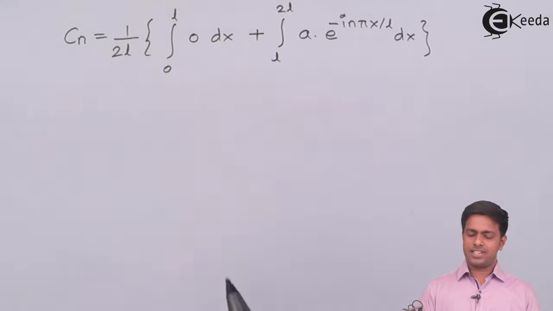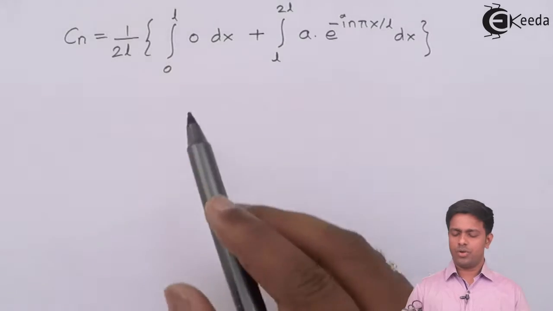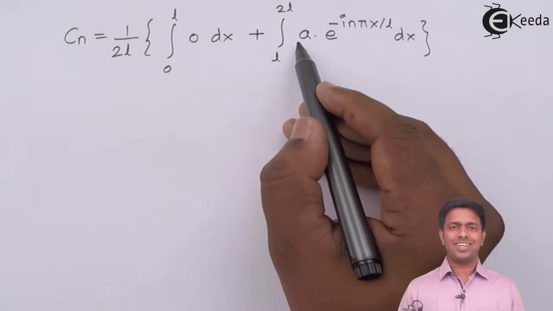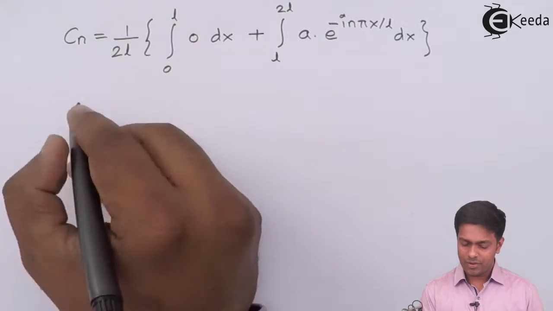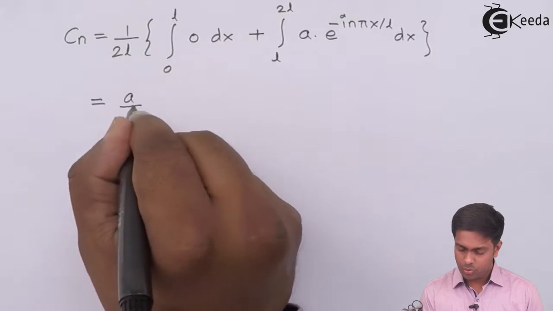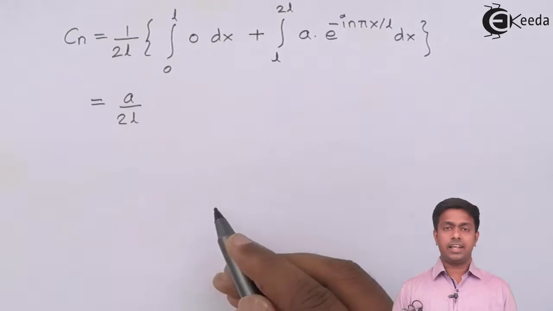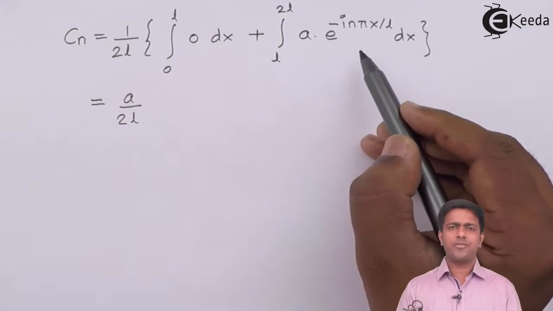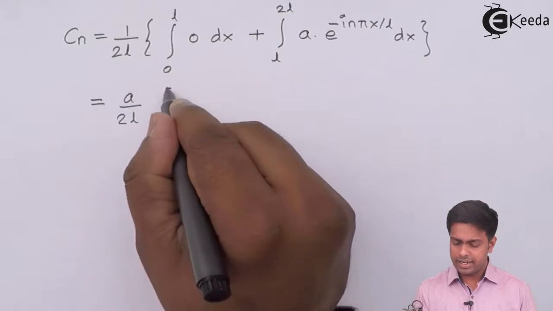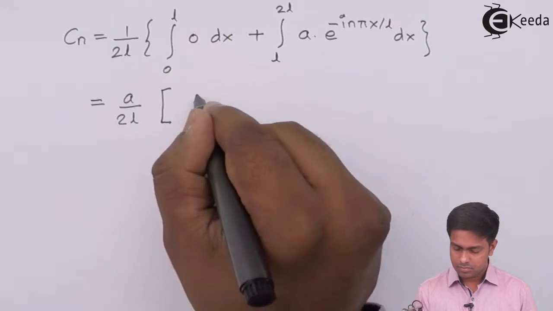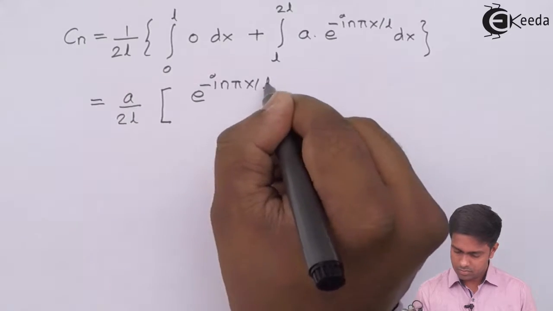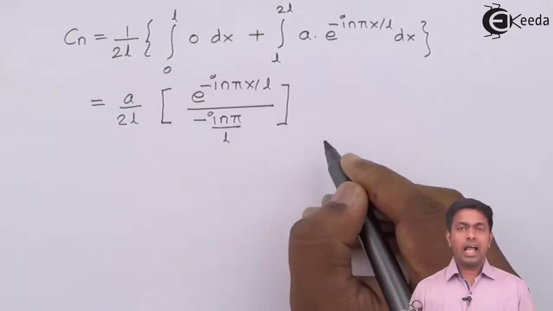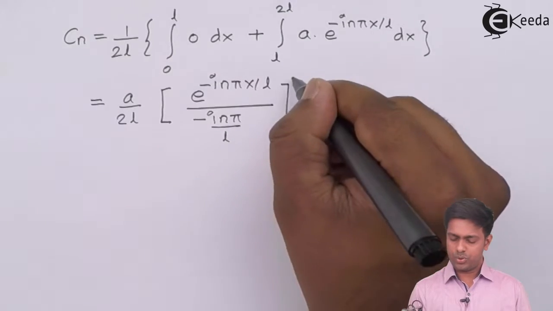Now guys, since we are getting this first integration as 0, we'll be evaluating the second one. So in the second one, a is a constant, so I'll be taking it outside. So here we will get a upon 2L outside. And in the integration, we have e to the power negative i n pi x by L, and we will now integrate with respect to x. So here I'll get the result, and the limit is from L to 2L.